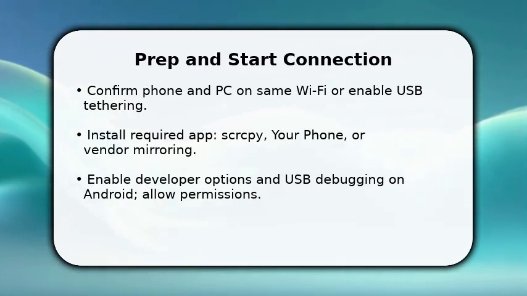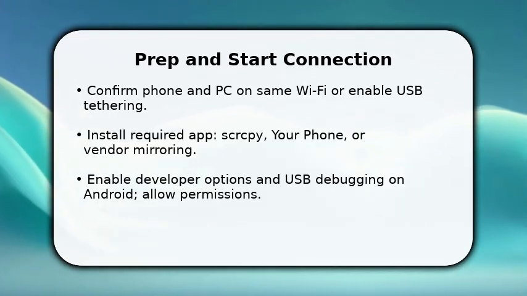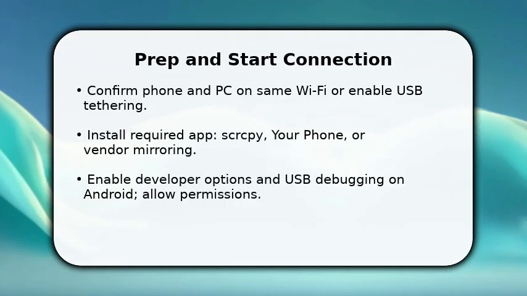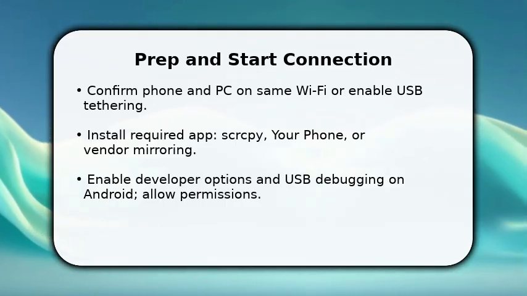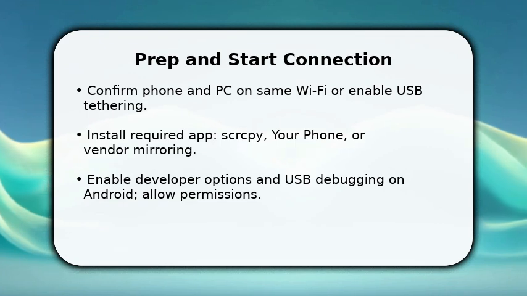On Android, enable developer options and turn on USB debugging. When prompted, grant the PC permission. Once done, open the desktop app and choose the connection type to start the handshaking process.